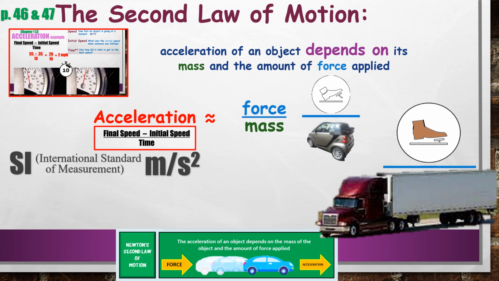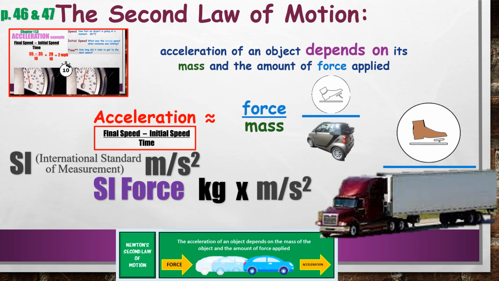Now, acceleration is measured all over the world by scientists using the International Standard of Measurement, or the SI, of meters per second squared, which means meters per second per second. So when we're talking about force for acceleration, that's what we end up measuring: meters per second per second. If I want to figure out the force, then I have to take my kilograms, my mass of the object. Now, once again, that's going to be called by something else.